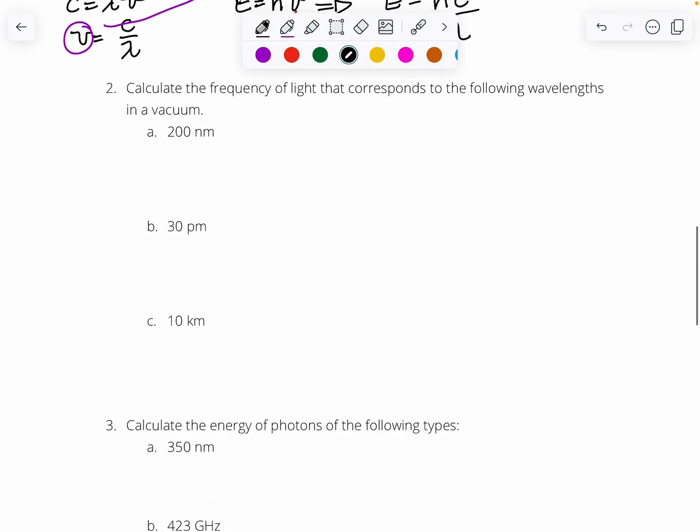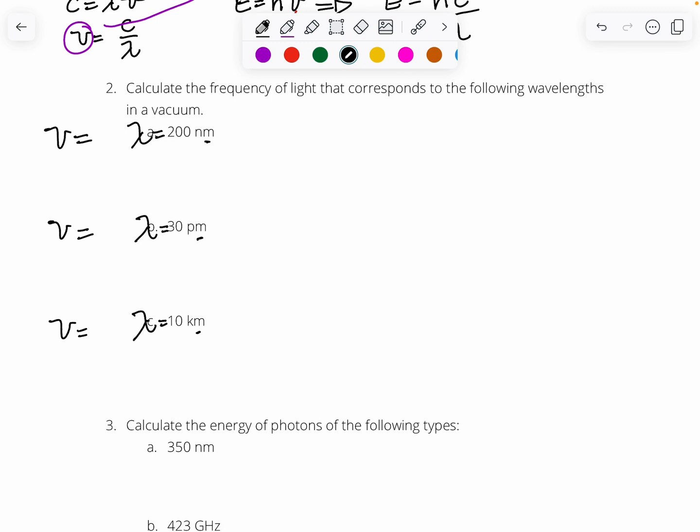All right, so now let's get into some calculations. So it says calculate the frequency. So we're going to figure out what our frequency is for all of these. And remember, that's called nu, of light that corresponds with the following wavelengths. So these are all wavelengths, and we know that because, not only did they tell us, but they're all in meters. That's our lambda. This is what our lambda equals.